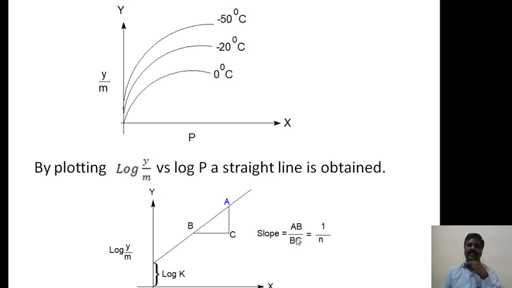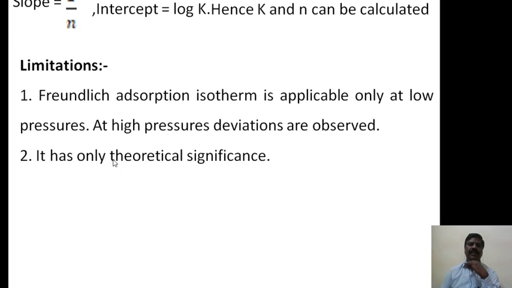This is equal to 1 over n. So from the slope 1 over n, n can be calculated, and the intercept is equal to log k, hence k and n can be calculated.